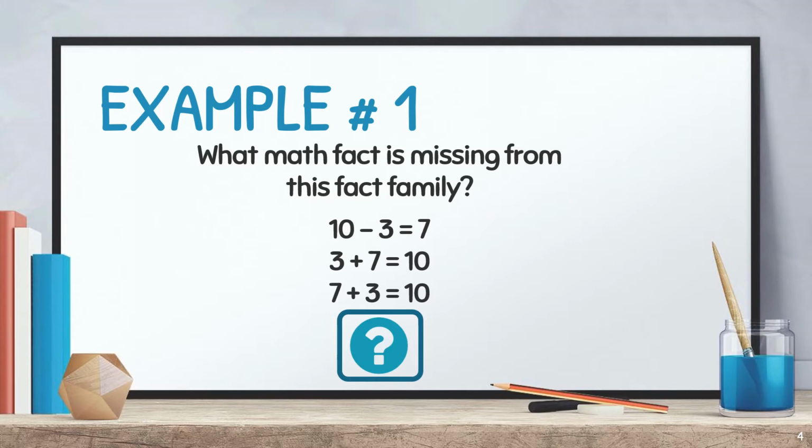And we also know from the information provided in the previous slide that we need to be using the same 3 numbers. Our 3 numbers in this math fact family are 3, 7, and 10. So what is the missing fact? I want you to try to come up with that one on your own. When I come back, I'll show you exactly what that is.